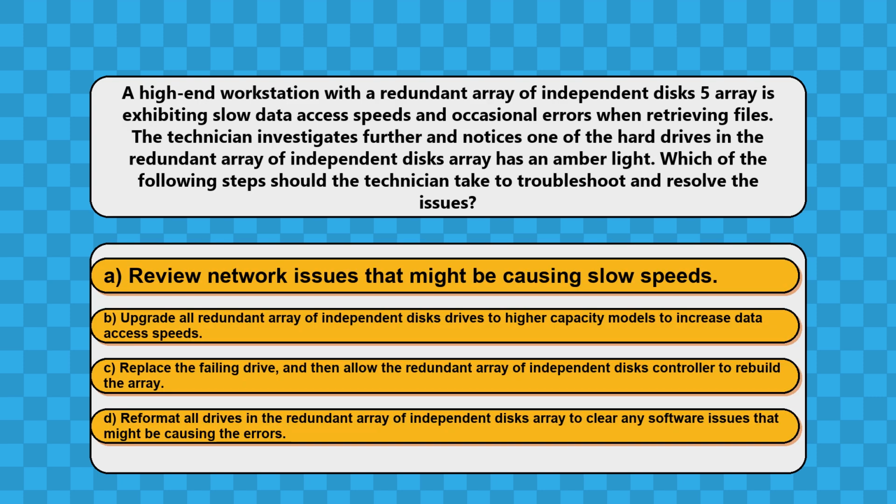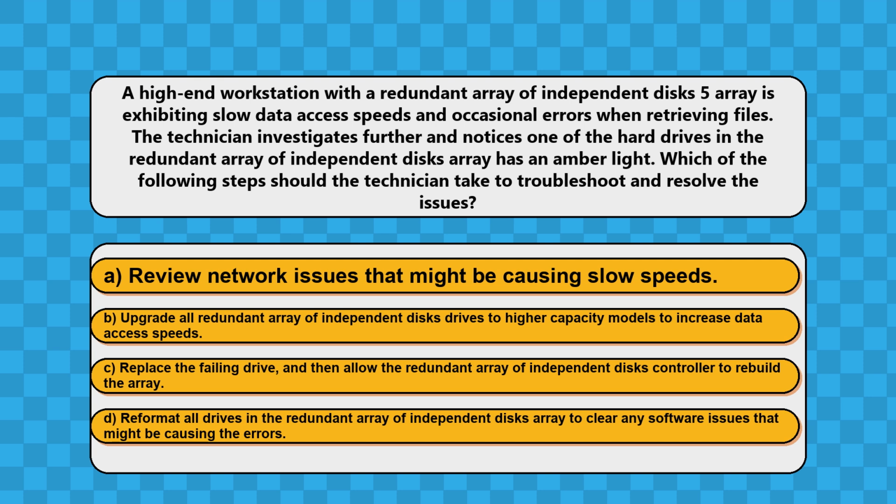A high-end workstation with a redundant array of independent disks 5 array is exhibiting slow data access speeds and occasional errors when retrieving files. The technician investigates further and notices one of the hard drives in the redundant array of independent disks array has an amber light. Which of the following steps should the technician take to troubleshoot and resolve the issues?